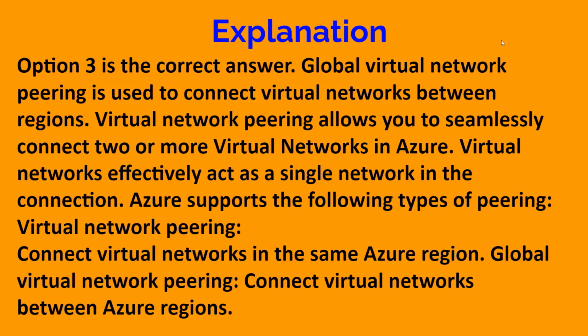Global Virtual Network Peering is used to connect virtual networks between regions. Virtual network peering allows you to seamlessly connect 2 or more virtual networks in Azure. Virtual networks effectively act as a single network in the connection. Azure supports the following types of peering. Virtual network peering: connect virtual networks in the same Azure region. Global virtual network peering: connect virtual networks between Azure regions.